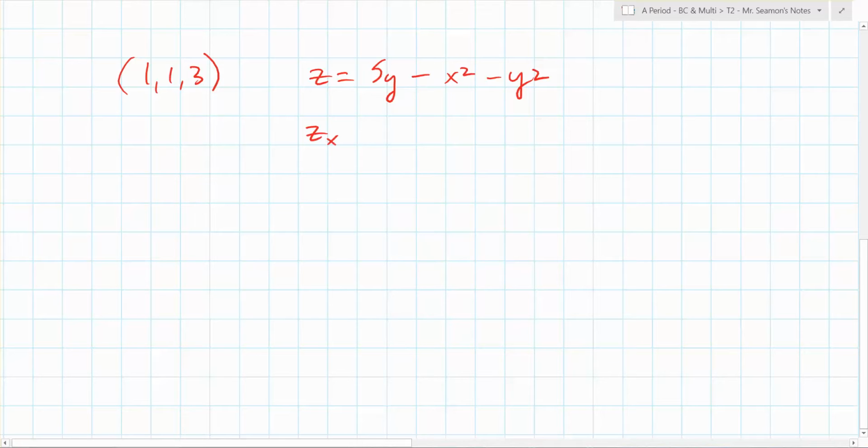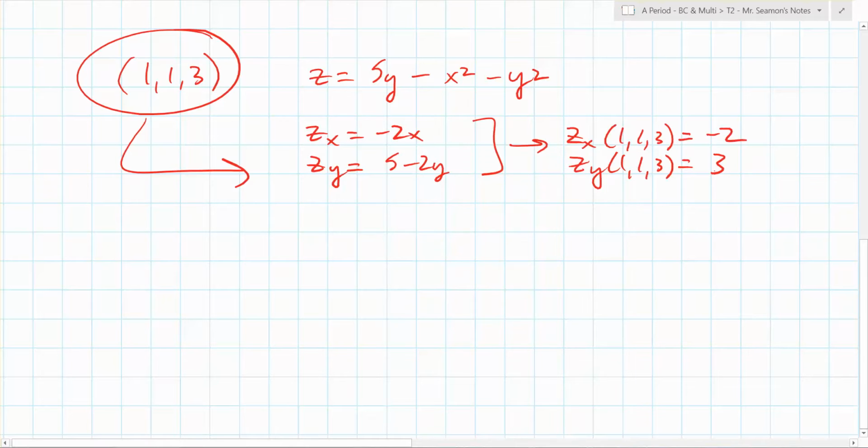So if we do this, zx is equal to 2x. Zy is equal to 5 minus 2y. And what's z? Oh, that's all we need. Do we need anything else? What is it? 3. Okay. That's nice. So what does that tells us? That tells us the direction. So the grad f at 1, 1, 3 is what? Negative 2, 3. Correct.